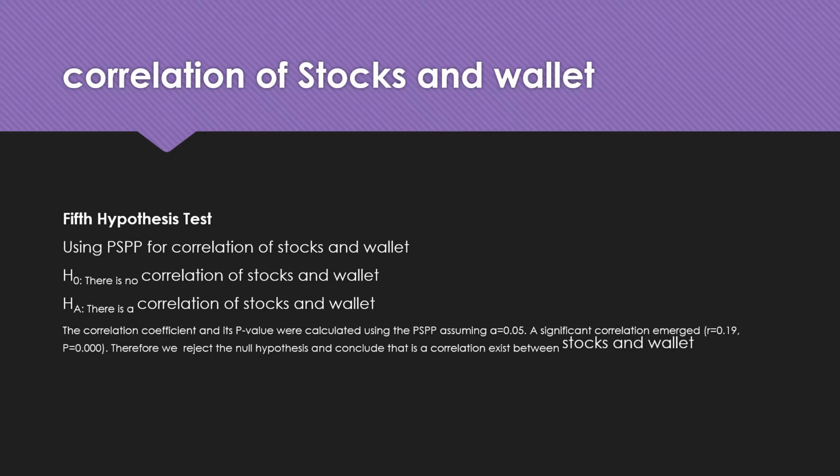The fifth hypothesis test was done to see whether there is a correlation between stocks and wallet, and the null hypothesis for this one is there is no correlation between stocks and wallet, and the alternative hypothesis states that there is a correlation between stocks and wallet. After the correlation coefficient and its p-values were calculated using the PSPP, a significant correlation emerged. Therefore, we reject the null hypothesis and conclude there is a correlation that exists between savings and wallet.